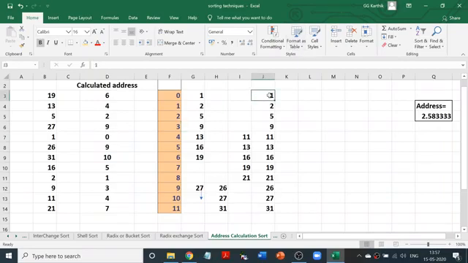Can you see? Yes, this is called address calculation sort. So let me repeat the address calculation sort. We first calculated something called an address: the highest number divided by the number of elements. Using that address, we divided all these elements, so every element divided by the address gives you these calculated addresses.